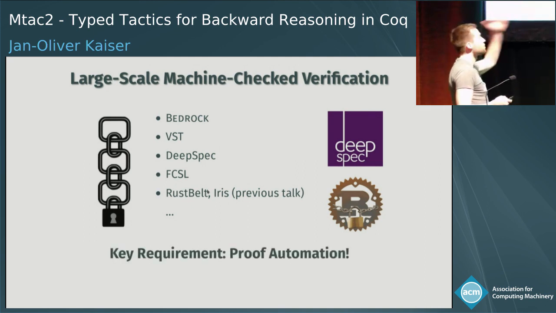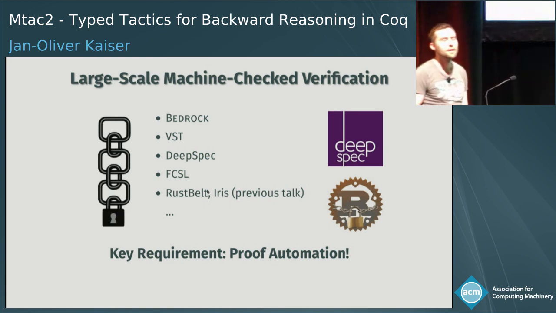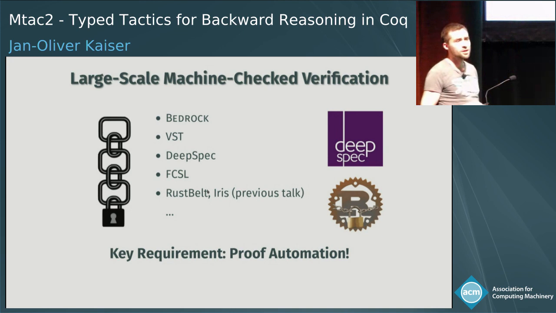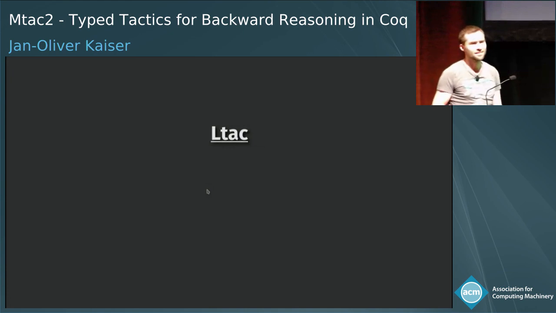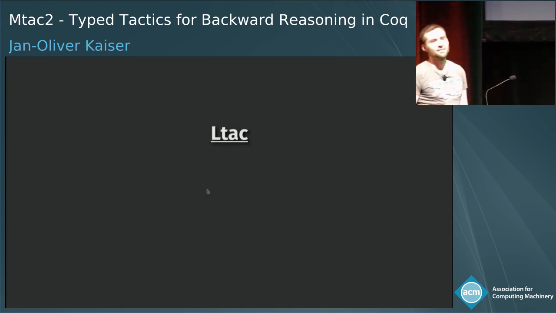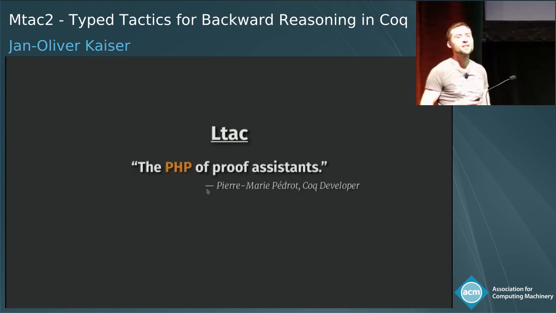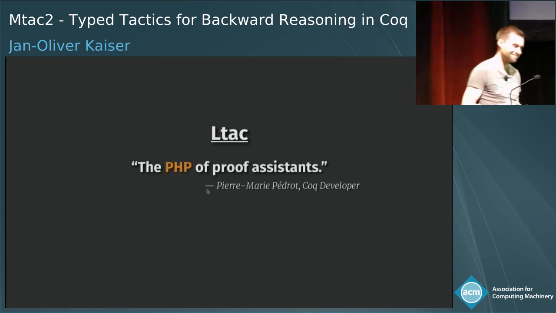In particular, for the projects that are listed here, which are all implemented using the Coq proof assistant, proof automation means Ltac. Ltac is Coq's built-in tactic language. And the problem with Ltac is that it's a terrible language. As one Coq developer, Pierre-Marie Pédrot, puts it, Ltac is the PHP of proof assistants.